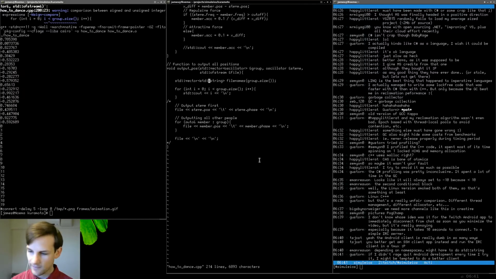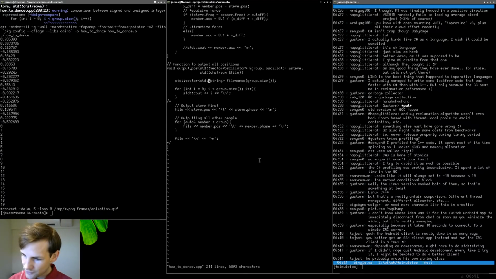Okay, that one seemed to work okay. Good. Didn't rage quit Android development every time I tried it? No, I didn't, TS Jost. I did not. I'm using the standard string class there.